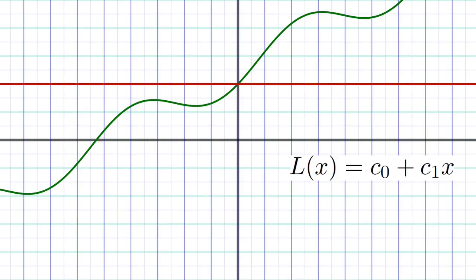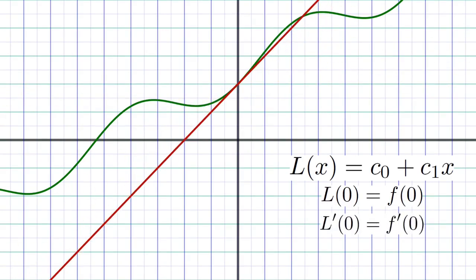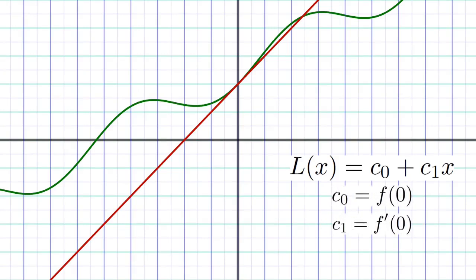That is, we want the value of the tangent line at x equals 0 to equal the value of the target function at x equals 0. L of 0 equals f of 0. But we also want the derivative of the tangent line to equal the derivative of the target function at x equals 0. So L prime of 0 equals f prime of 0. Writing out the expressions for L of 0 and L prime of 0 more explicitly, we find the coefficients c0 and c1 must be f of 0 and f prime of 0 respectively.